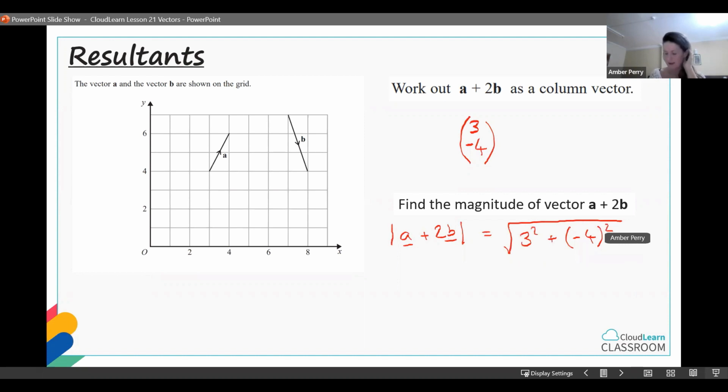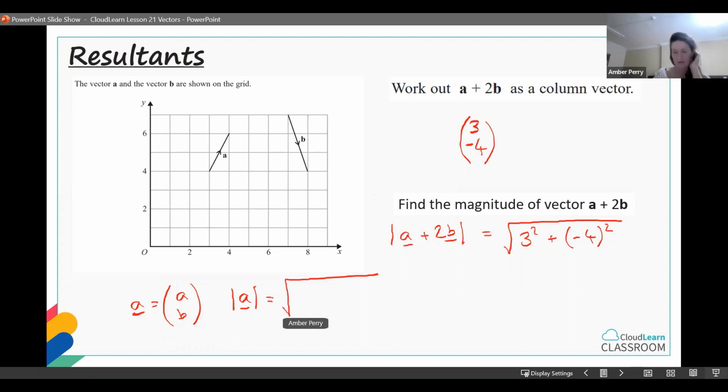So if you're finding magnitude straight from a column vector, you've got a column vector, and we'll call that vector A. Then the magnitude of that vector is just going straight to how you answer Pythagoras questions, which is the square root of A squared plus B squared. Just remember that it's a lot quicker than trying to think of drawing the triangle out and doing it that way.